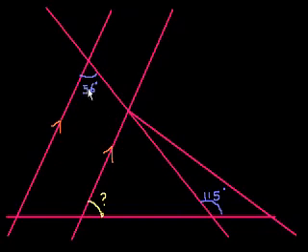What's the corresponding angle to this angle right here? Well, it's this angle. And what do we know about corresponding angles for parallel lines when you have a transversal? Well, that's 56 degrees, because corresponding angles are equal. We could have done a lot of other stuff. We could have figured out that this angle is 56 degrees, but that wouldn't have gotten us any closer to our goal.